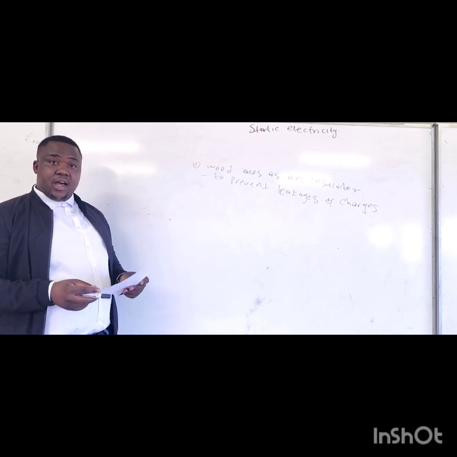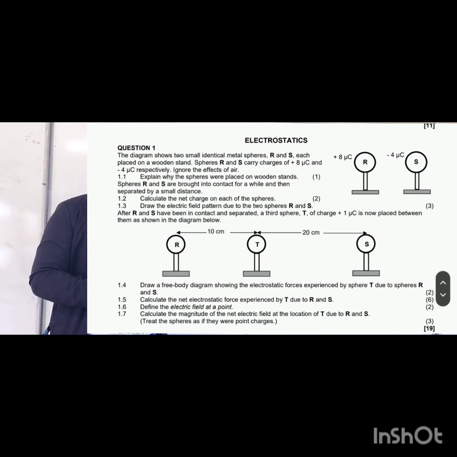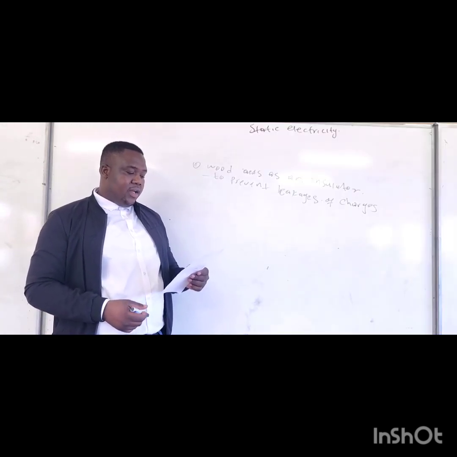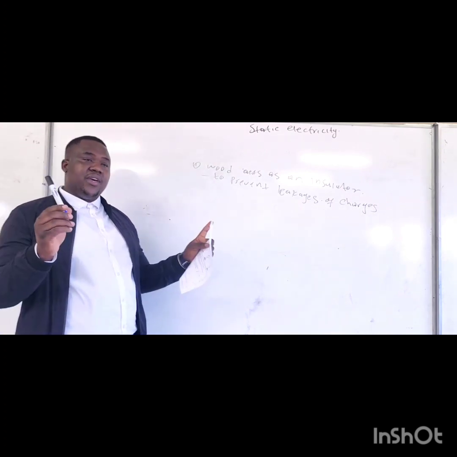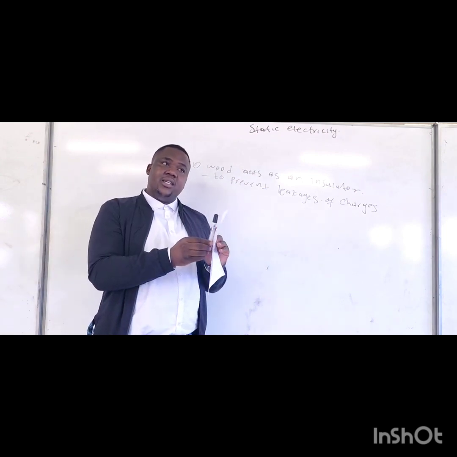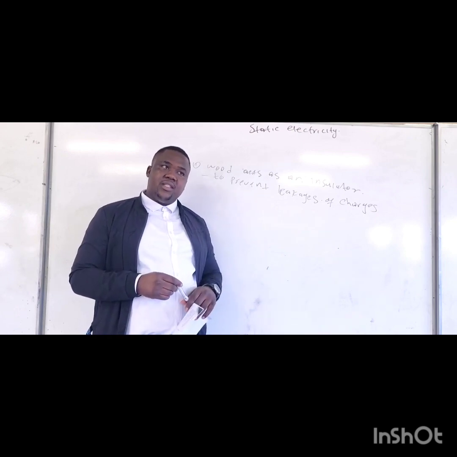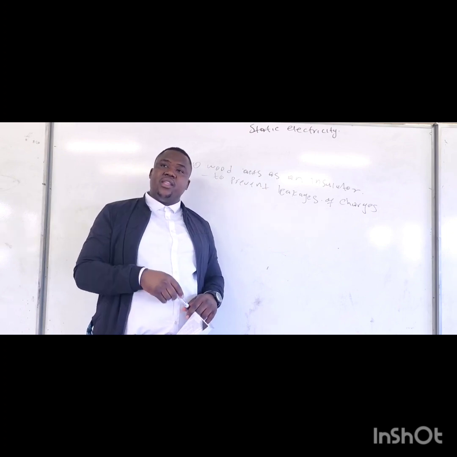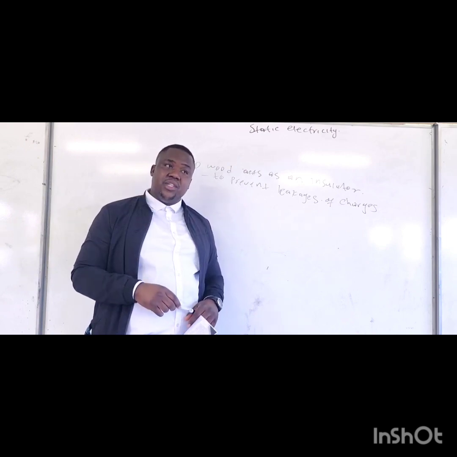The second question, I hope you can see on your side the question that I've put on the screen. We are told that spheres R and S are brought into contact for a while and then separated by a small distance. If the spheres are made to touch, then made to separate, I told you that you say charge 1 plus charge 2, divide by 2, you are going to get the charge which will be on each sphere after separation.